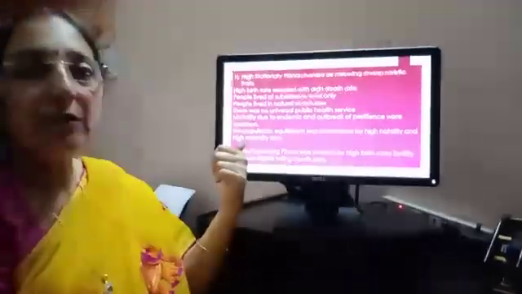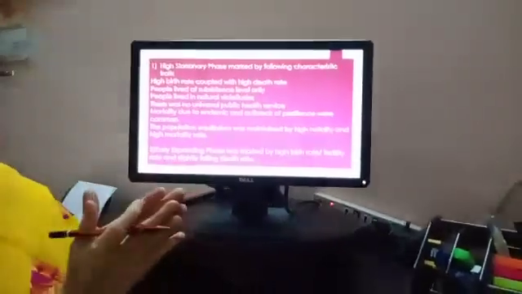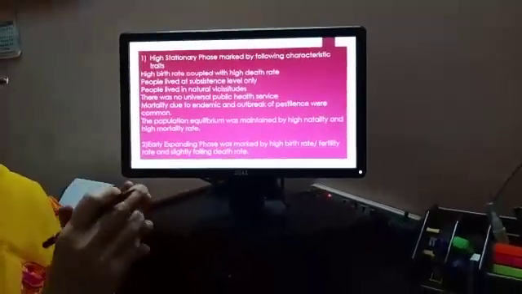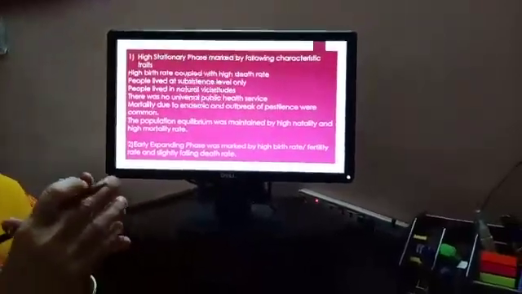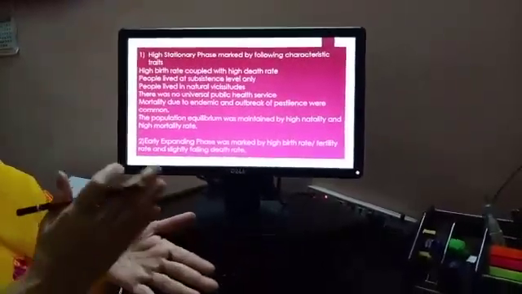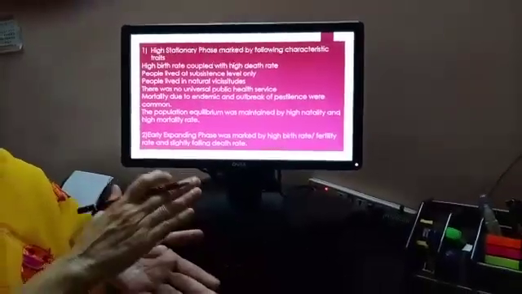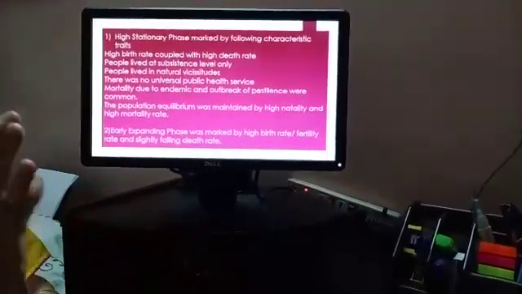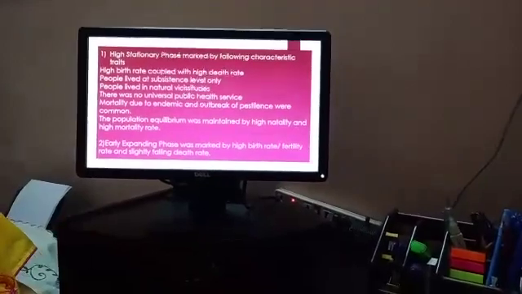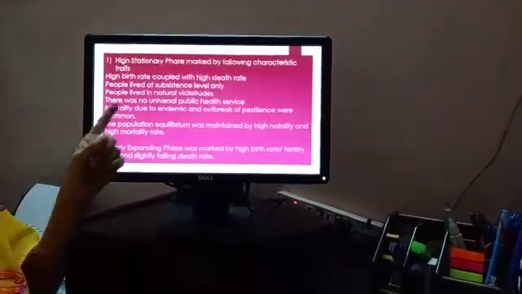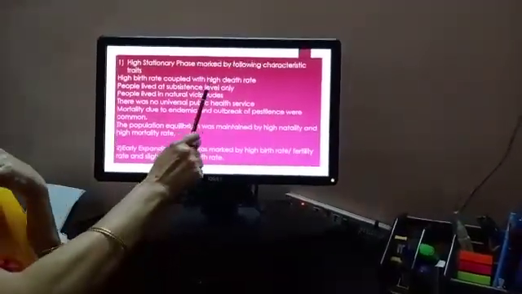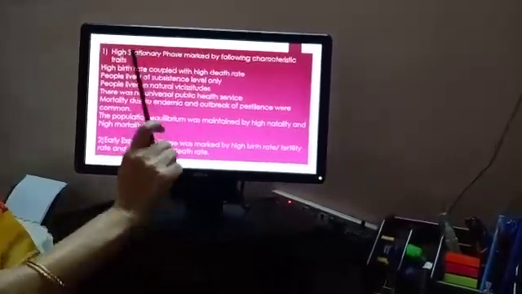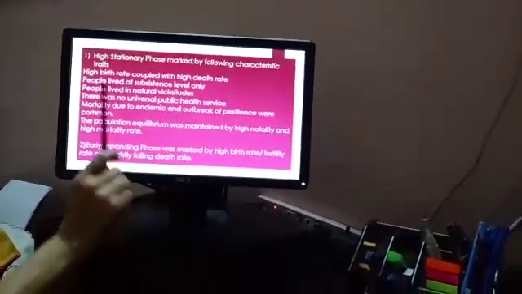High stationary phase. This is the first phase of a country's population development journey, where the birth rate and the death rate are high, therefore the gap is low and hence the population is low. High birth rate coupled with high death rate. Both the constituents of population dynamics are high.